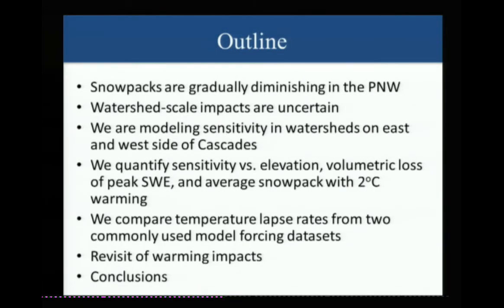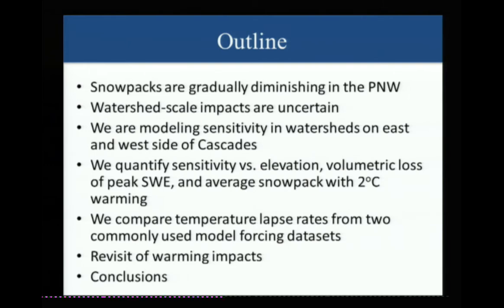So, outline. I'm going to start with the significance and motivation, which is the observation that snowpacks are gradually declining throughout the Pacific Northwest in response to a warming climate. But the watershed scale impacts of these trends are uncertain. And so we're interested in modeling sensitivity in watersheds on the east side and the west side of the Cascades to compare how differences in climate across the two sides of the mountain might lead to differences in the sensitivity.